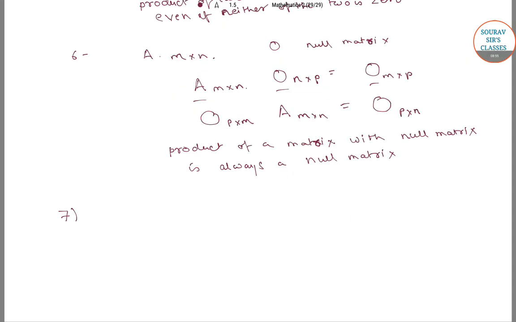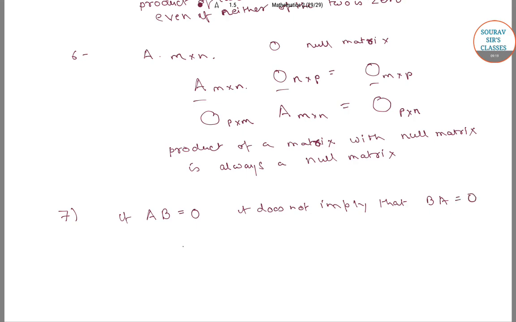The seventh property states that if AB is equal to 0, then it does not necessarily imply that BA will also be equal to 0.